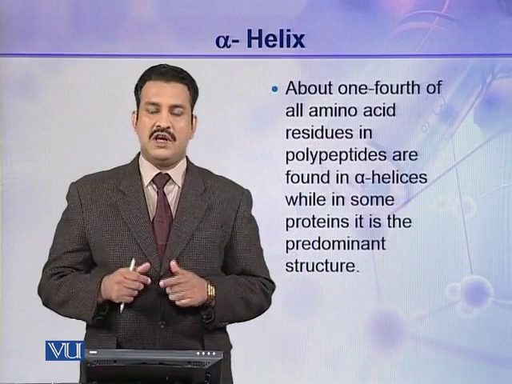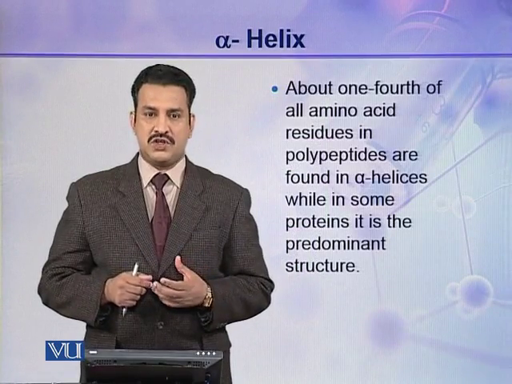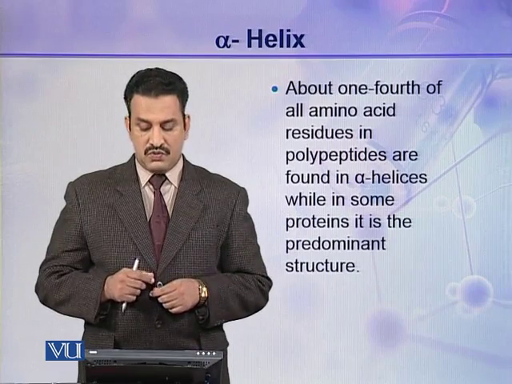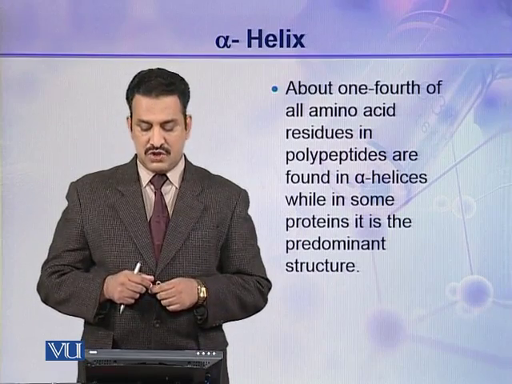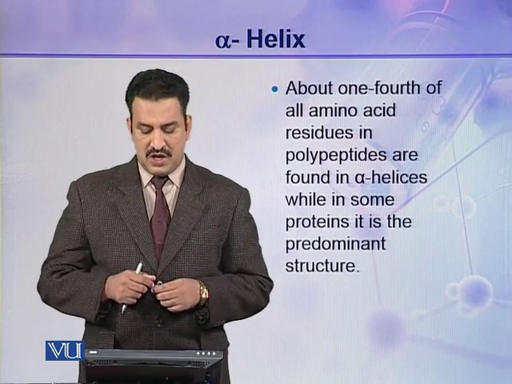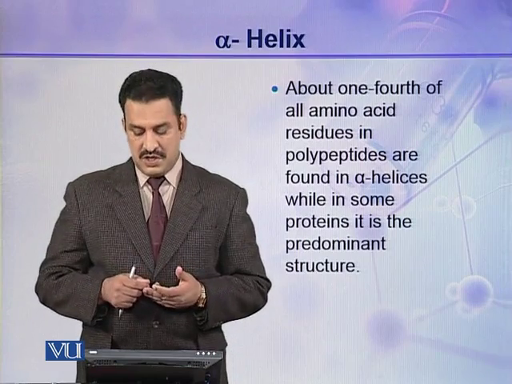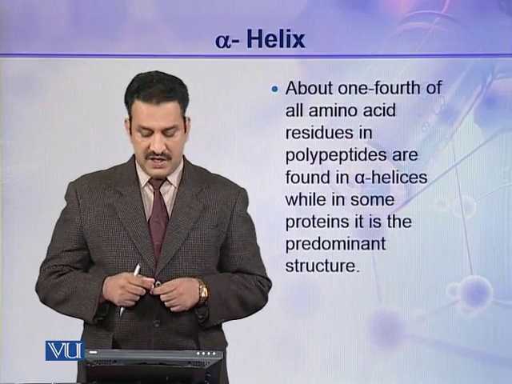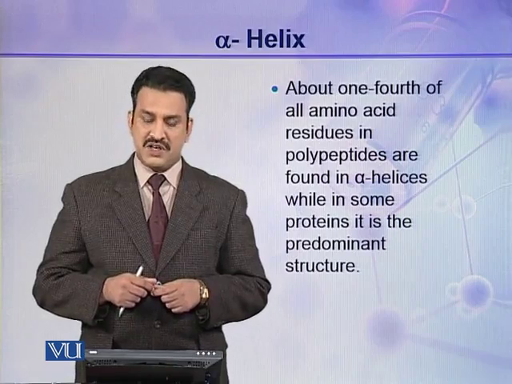So as you know, alpha helix is one of the prominent structures found in protein molecules. About 1/4 of all amino acid residues in a polypeptide chain are found in alpha helices. And in some proteins like keratins, the alpha helix is the prominent structure.